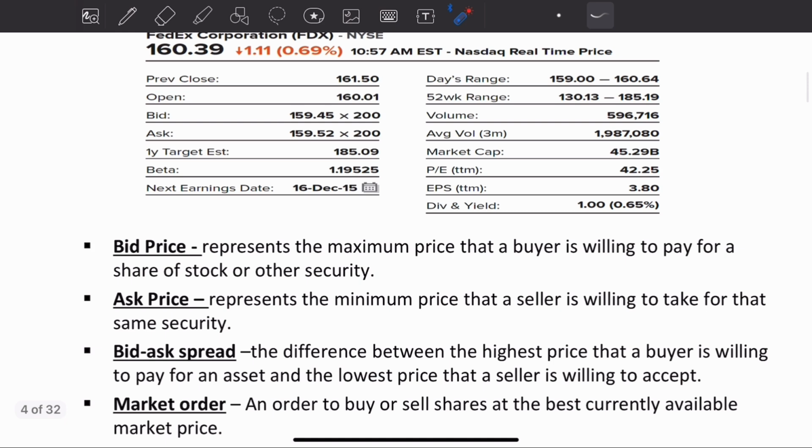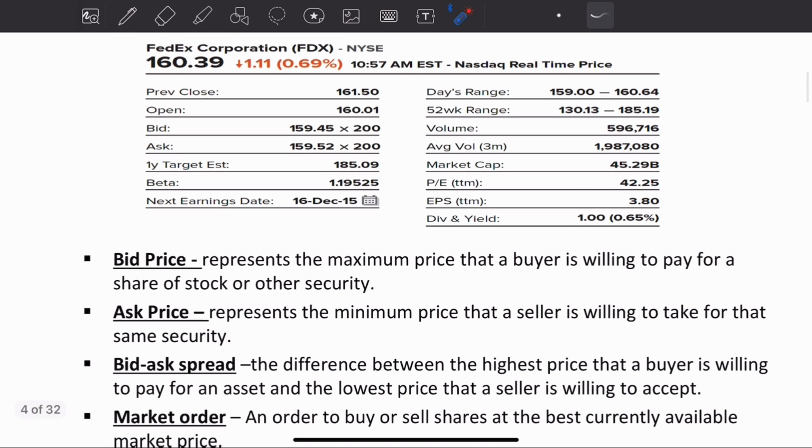Now let's go back to the bid and ask prices. What does the bid price represent? It represents the maximum price that a buyer is willing to pay for a share of stock or another security. So in the case of FedEx here, this is the highest price that is offered by a potential investor to buy the company's stock.